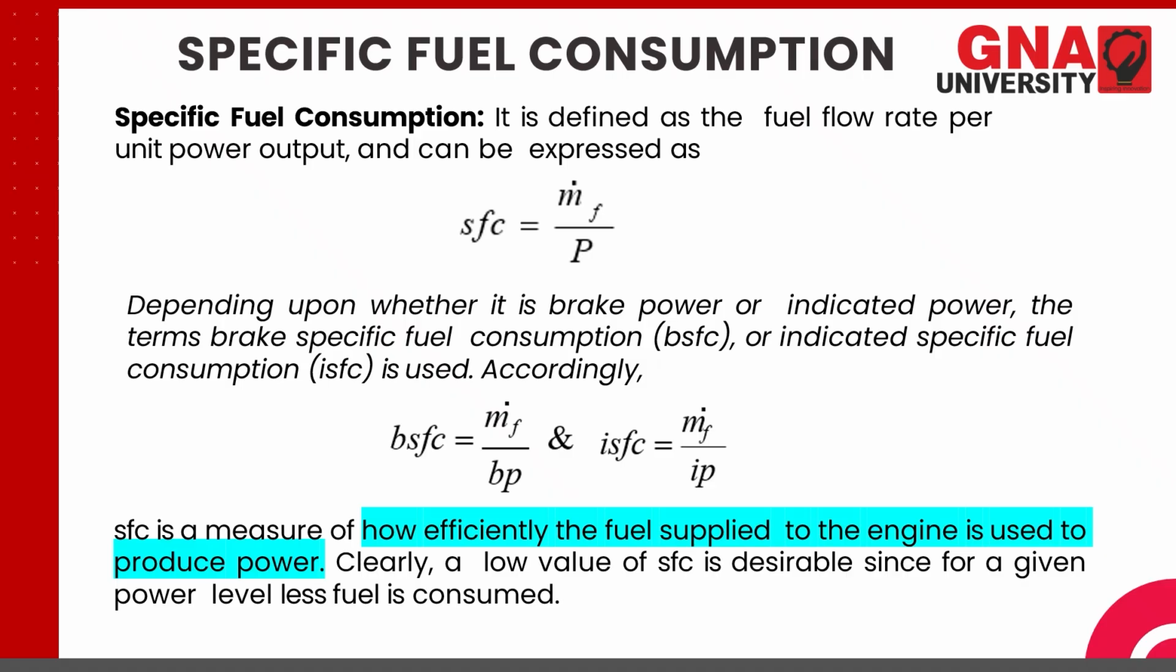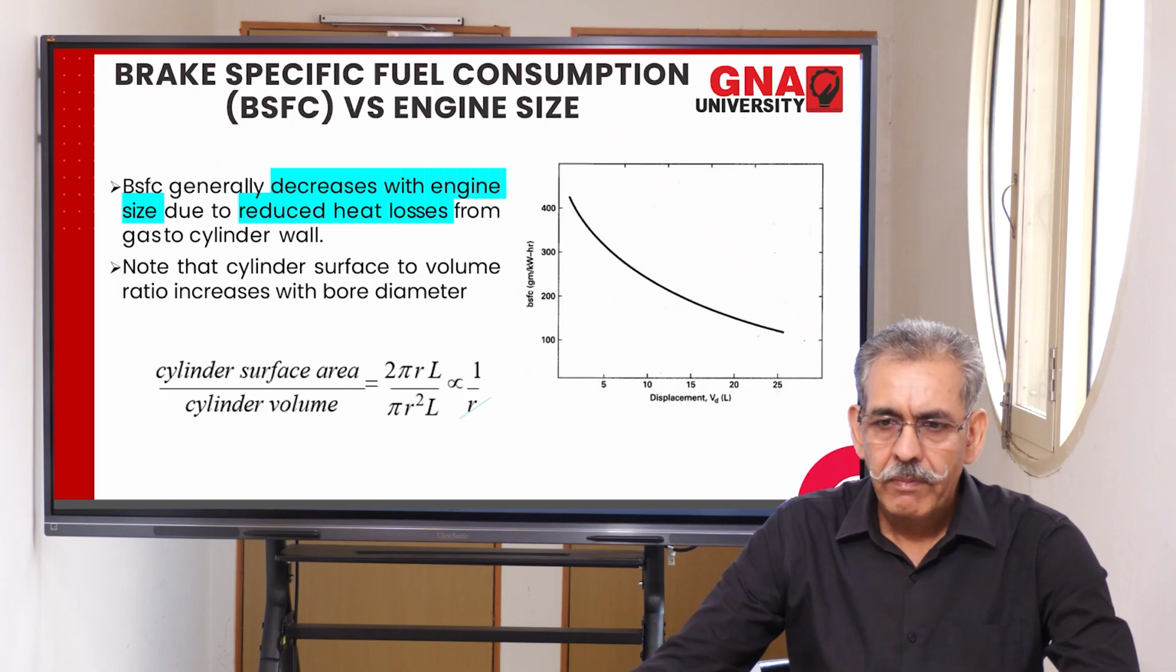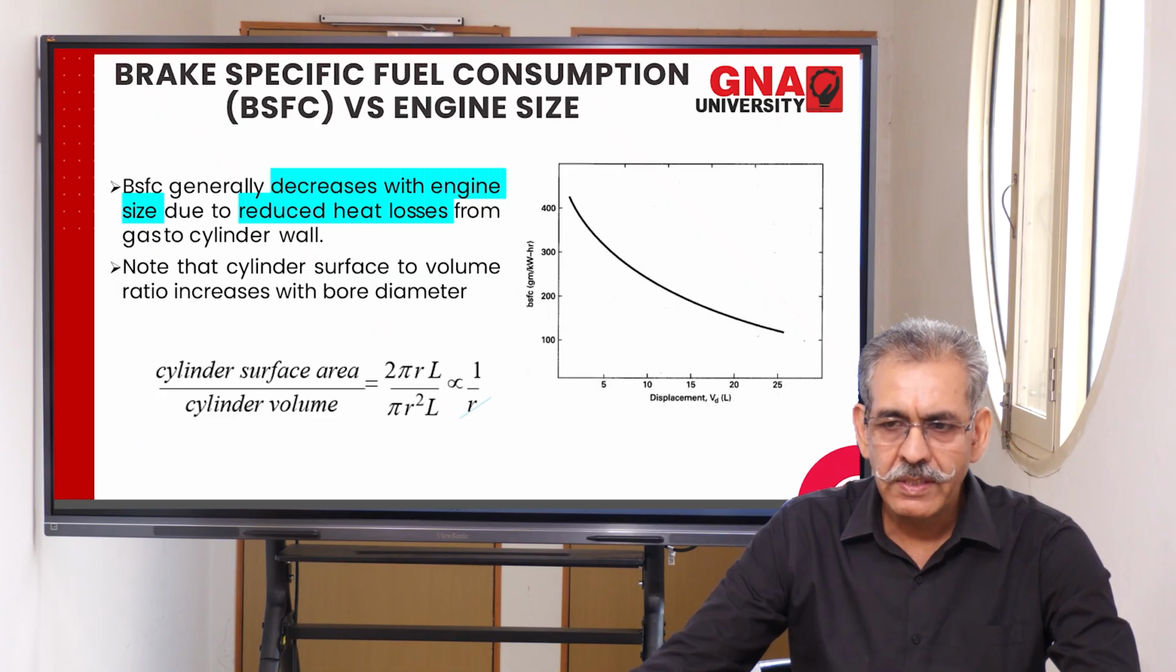Hence, because we define mileage on this value, specific fuel consumption, we can compare if a 50 horsepower engine is better or a 5 horsepower engine is better by carrying out measurement of SFC, specific fuel consumption. That is how much fuel will be consumed by each of the engines for producing the same power, that is 1 HP. Next we talk of brake specific fuel consumption versus engine size.